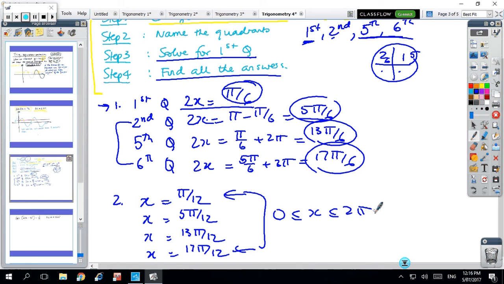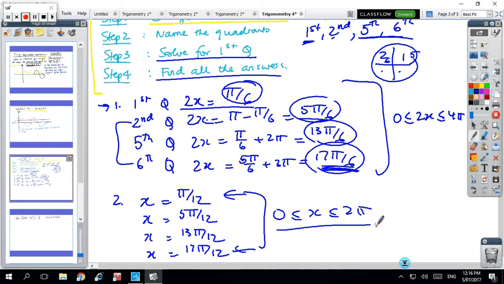Okay, even though they look like they were much bigger than 2 pi, these answers here are between 0 and 4 pi, and then at the end we divide through by 2 to get them back down to 0 to 2 pi. Okay, so copy that, come across, and we'll do some practice hopefully.